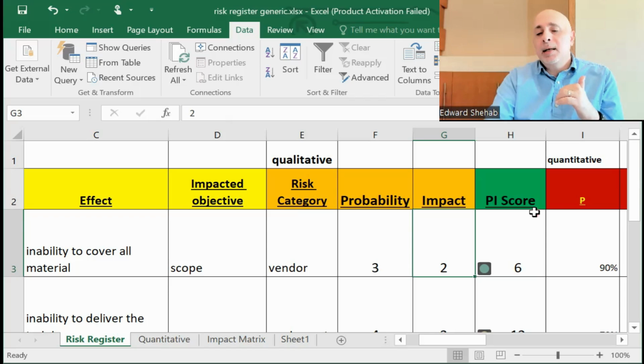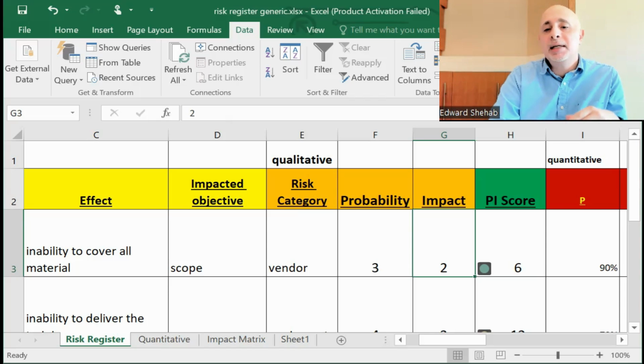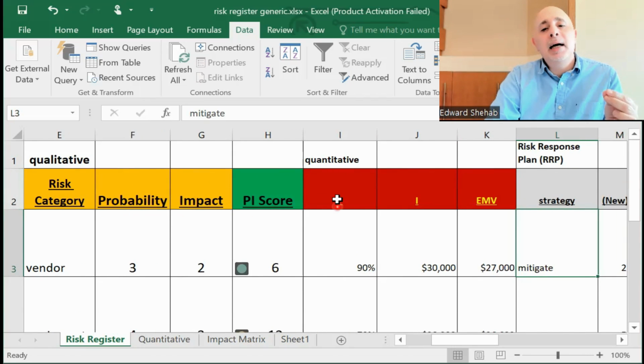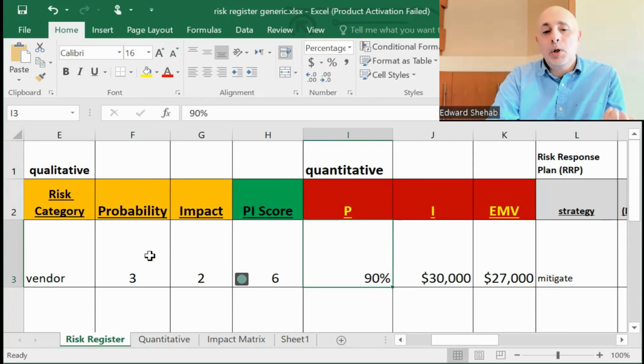I don't know that I'm really going to cover quantitative analysis too much, because it doesn't apply to a lot of projects. It only applies to very large projects. But let's say you are a large project. Just to give you a brief idea, if I scroll to the right, under the probability, I now have percentages. It's no longer a 1 to 5 score, and the impact is in dollar values. It's not 1 to 5.